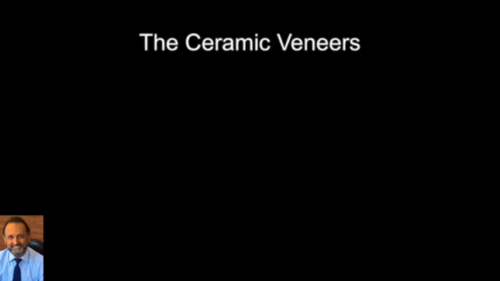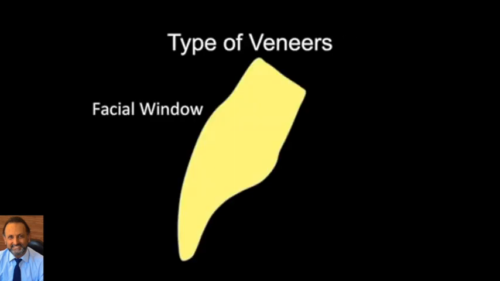So we're going to talk about ceramic veneers. We have three types of ceramic veneers. It could be the facial window, where you just layer the veneer on the surface of the enamel, removing a slight quantity of enamel. It could be the incisal wrap, which goes beyond the incisal edge, with a reverse curve on the palatal side of the tooth. This we are not using as much as before.